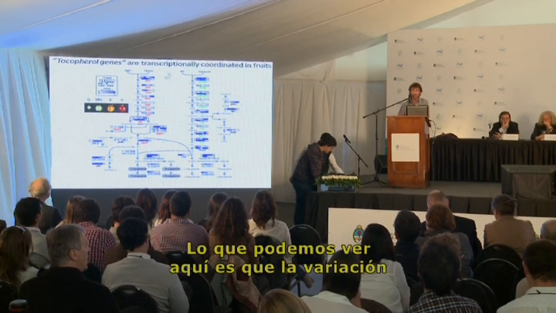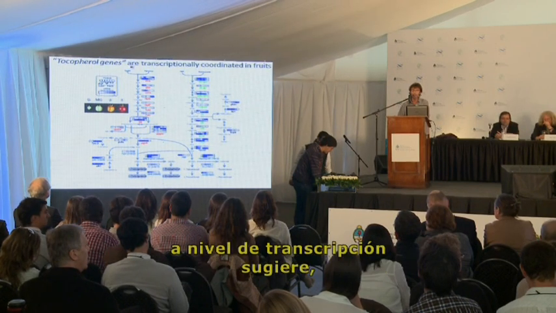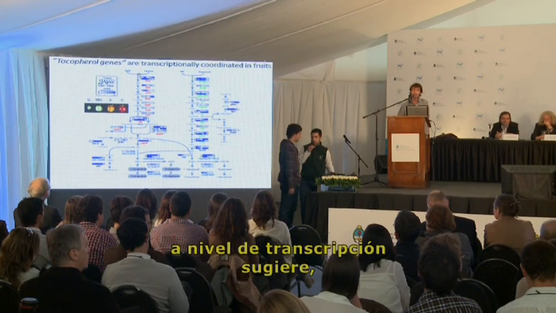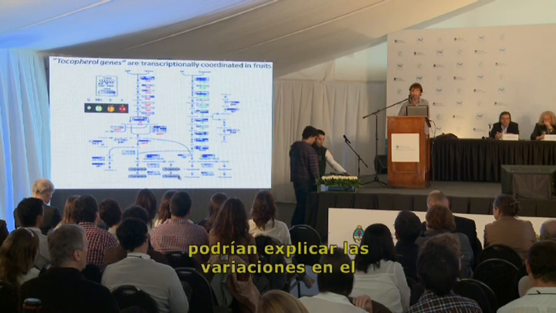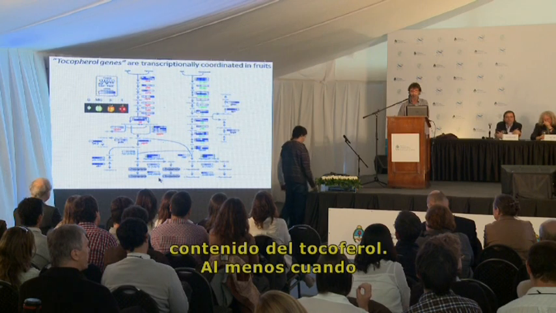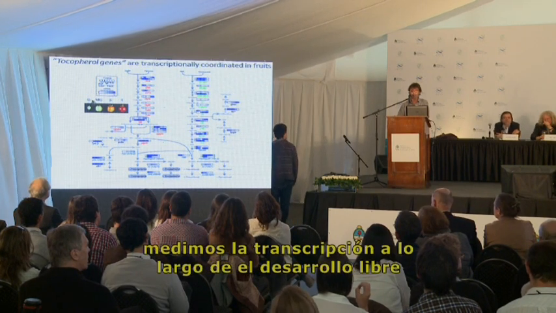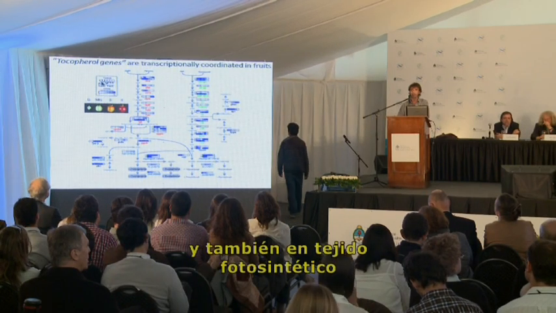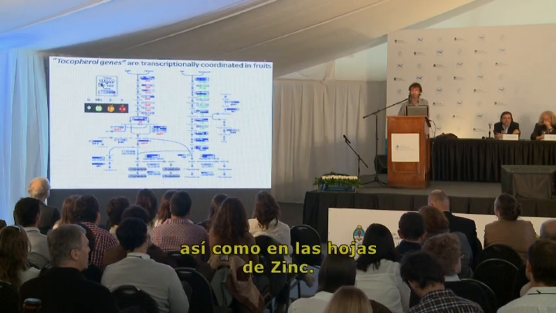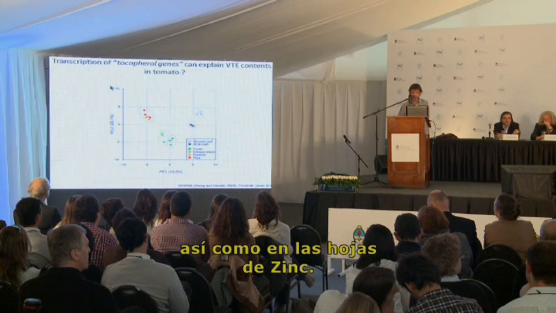What we can see here is that the variation in the transcript level suggests that, at least in part, this variation could explain the variation in the tocopherol content, at least when we measure the transcript along fruit development and also in photosynthetic tissue such as leaves.